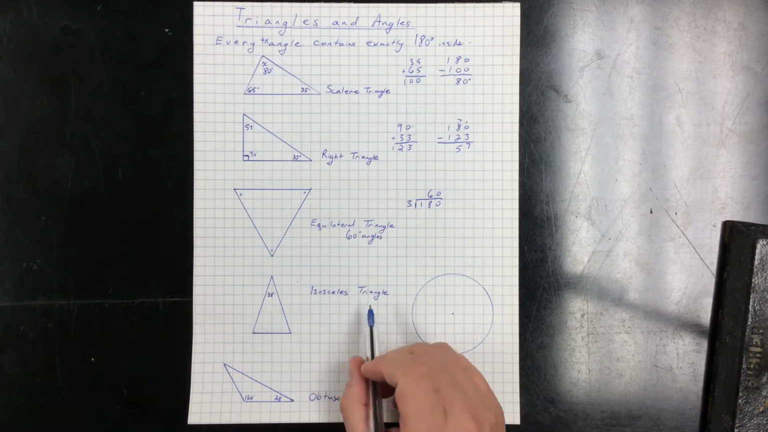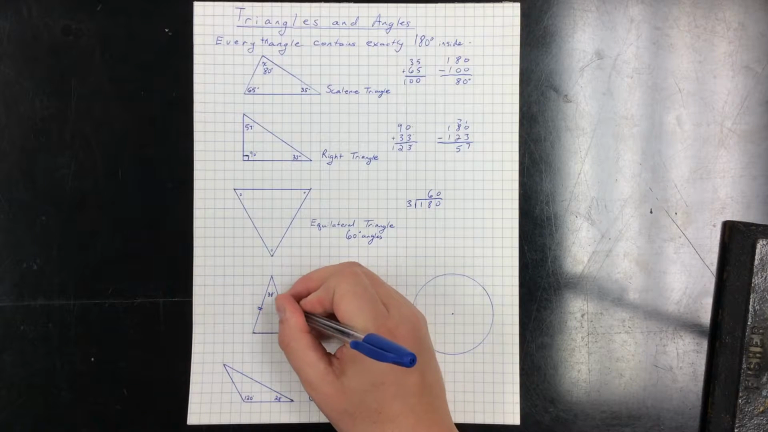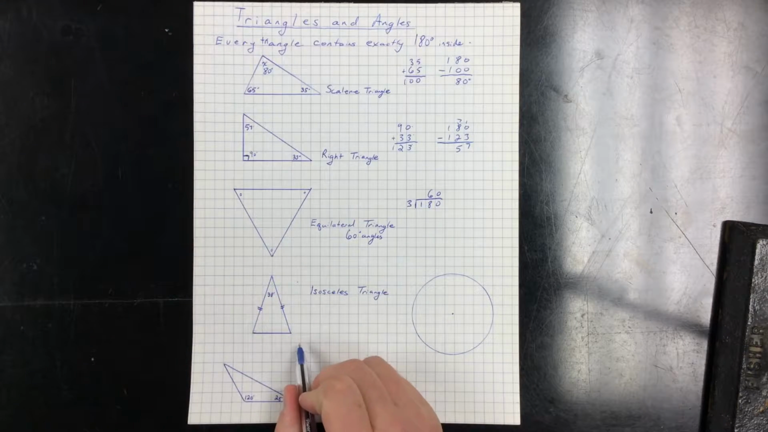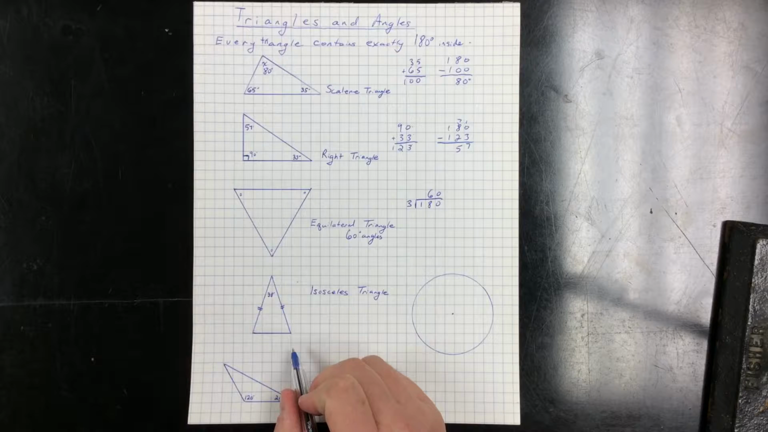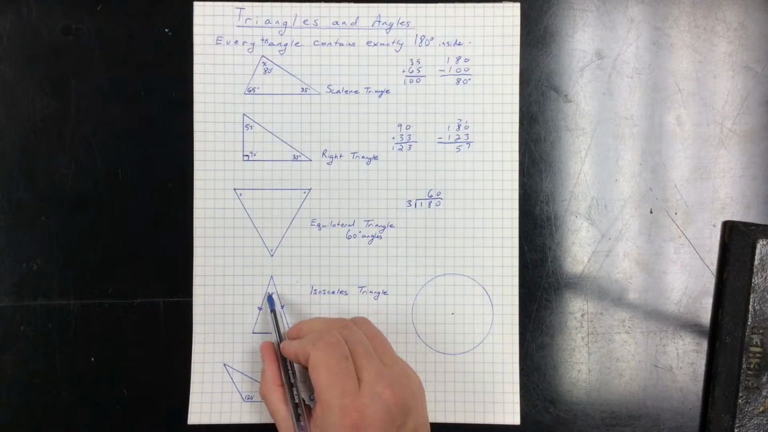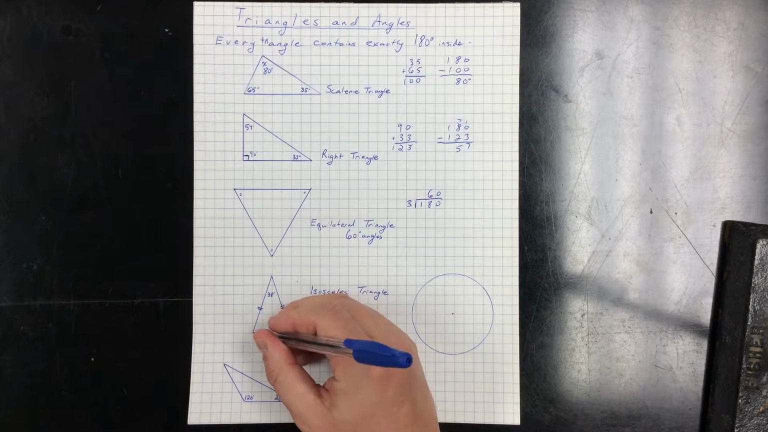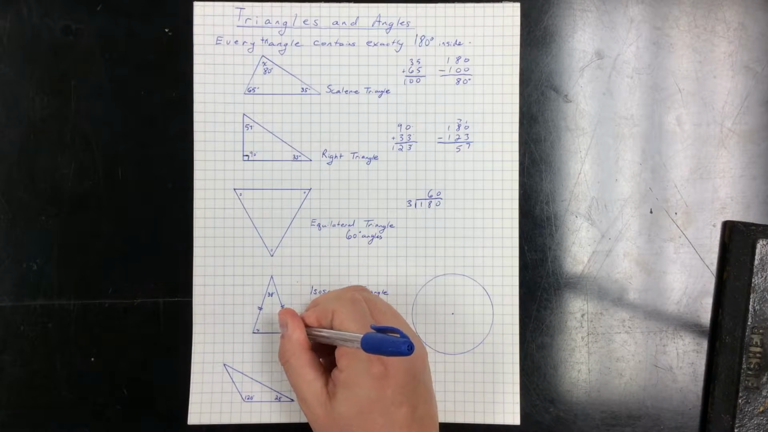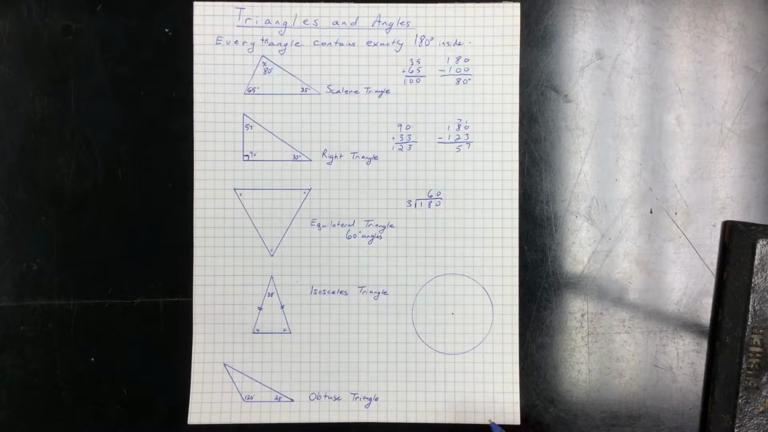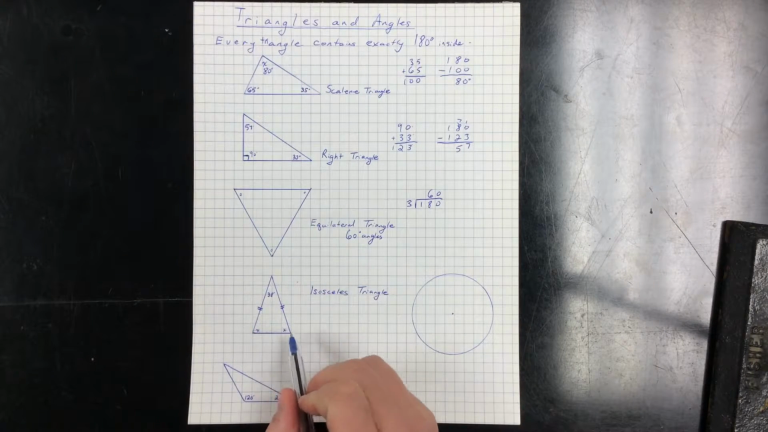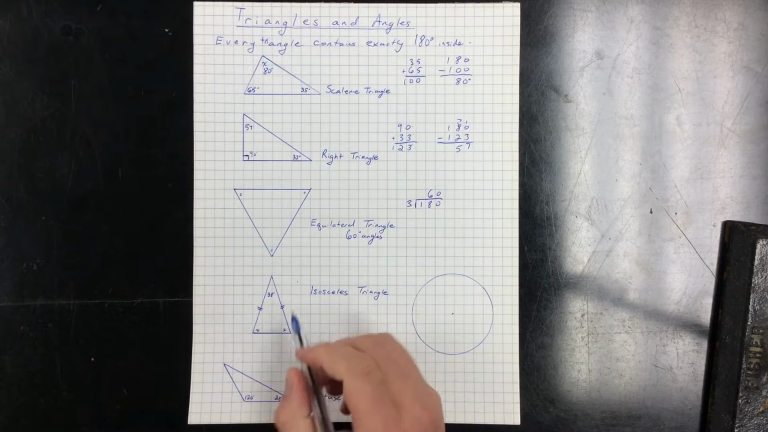An isosceles triangle has two sides that are the same length and one that's a different length. The thing with an isosceles triangle is we have one angle that's different, and then we have two that are going to be the same. They're different from this one, but they're equal to each other.